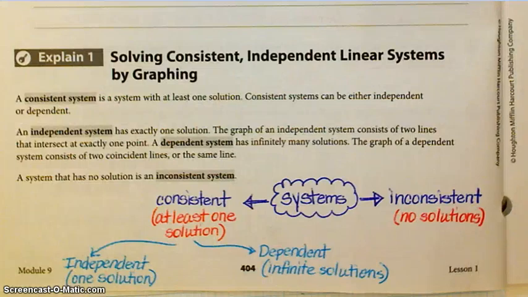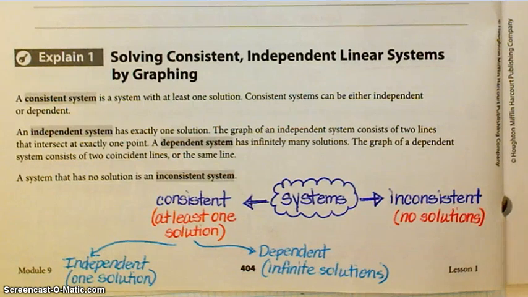graphing. A consistent system is a system with at least one solution to it. Consistent systems can be either independent or dependent. An independent system has exactly one solution and one solution only. The graph of an independent system consists of two lines that intersect at exactly one point. A dependent system has infinitely many solutions. The graph of a dependent system consists of two coincident lines, in other words, the same line in disguise. A system that has no solution is an inconsistent system.